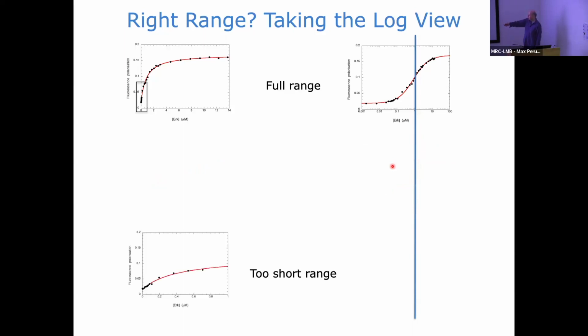Alternatively, if you take too short a range, we haven't gone far enough. We're just going to take this data range here. Again, wow, we can fit that. If we look at the log view, we can see we've got reduced amplitude, and actually the KD is now much lower than it should be.